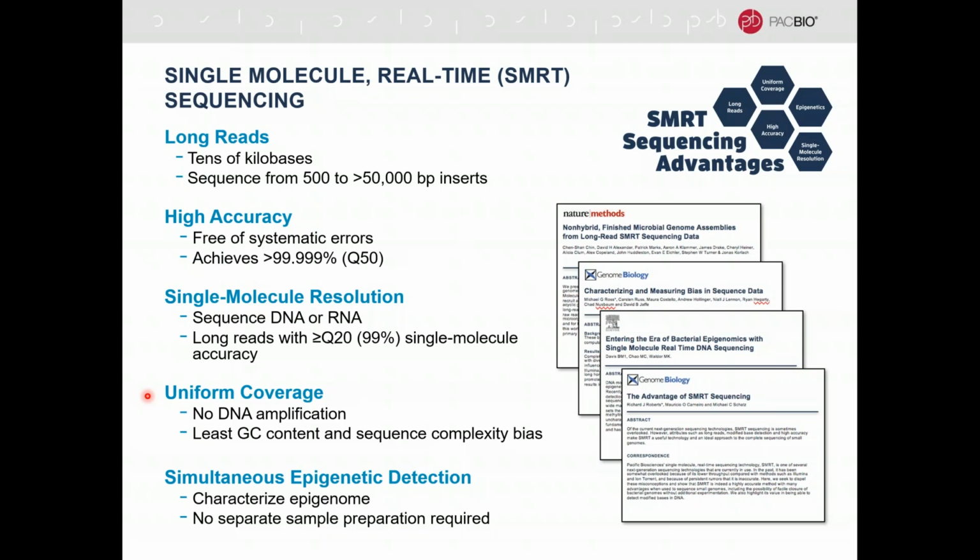Because we don't amplify our genomic DNA, and our polymerase does not have any sequencing bias, we have no DNA amplification bias. So we can sequence high GC and high AT regions and highly complex regions without any bias. And lastly, because we are sequencing in real time, we're monitoring the polymerase adding bases like a movie. We can detect when the polymerase comes upon a modified base because it slows down a little bit trying to figure out the correct base and adds it in. That slight pause allows us to characterize epigenetic marks.